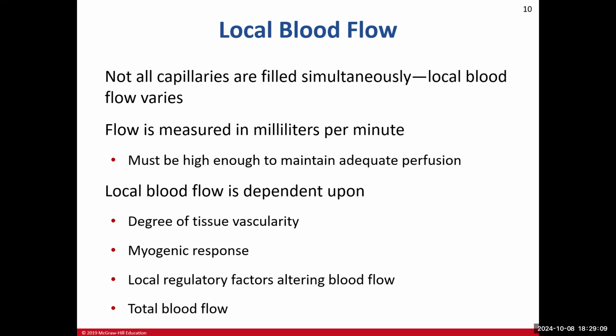Okay, so now the next concept, local blood flow. You have capillaries everywhere: feet, nose, ears, stomach, wherever. It's all over, in every tissue. Not all of those capillary beds are going to have blood in them. Remember, we talked about this as a concept and we're going to keep revisiting it: supply and demand. Your body will supply areas that need or are demanding that fluid or blood flow to that area.